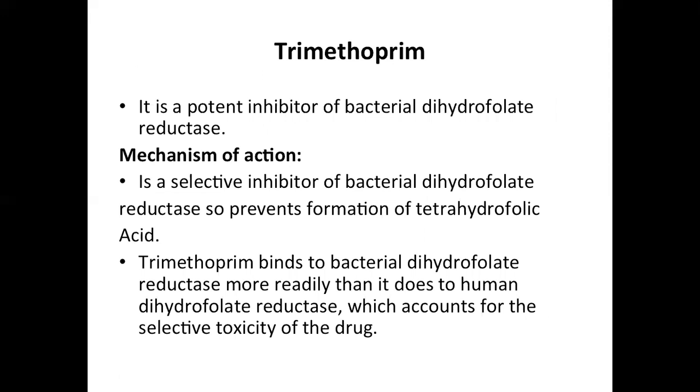Trimethoprim is a member of this class, sulfonamides. It's a potent inhibitor of bacterial dihydrofolate reductase. So its mechanism of action is a selective inhibitor of this enzyme, dihydrofolate reductase. So it prevents the formation of tetrahydrofolic acid. It binds to bacterial dihydrofolate reductase more readily than it does to human dihydrofolate reductase, which accounts for the selective toxicity of the drug. So it has selectivity for the bacterial dihydrofolate reductase enzyme, not the host.